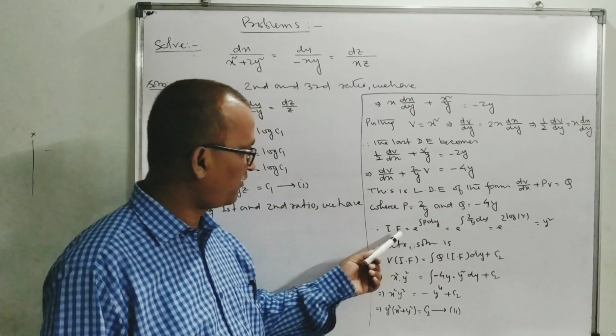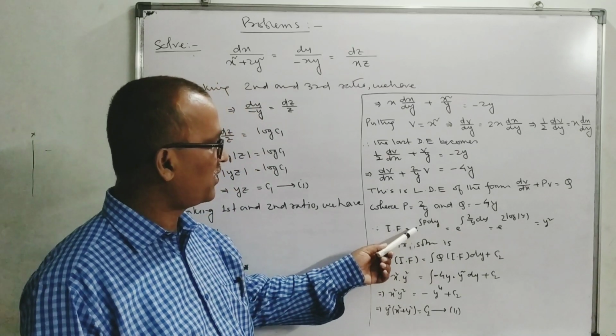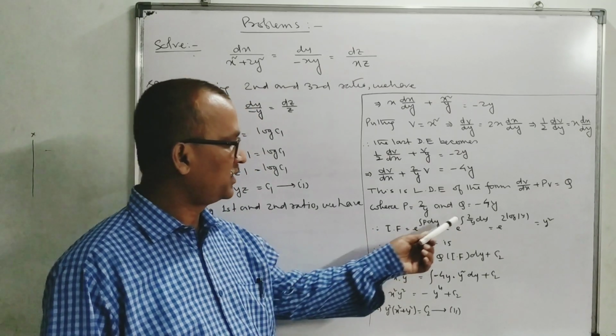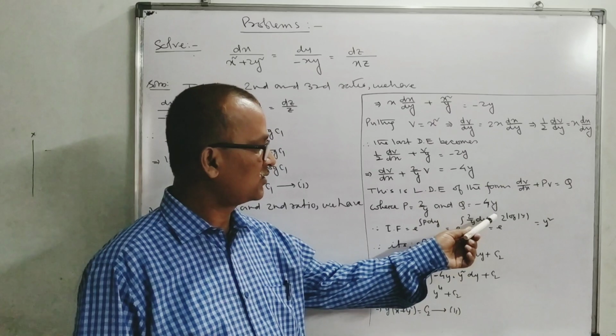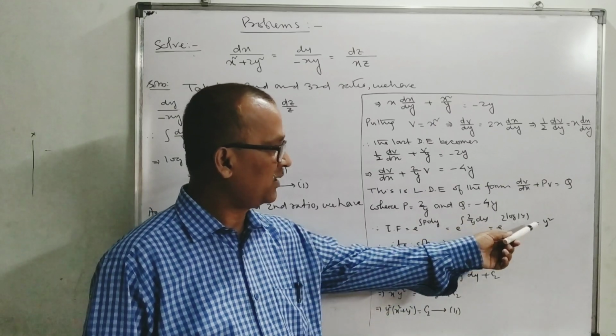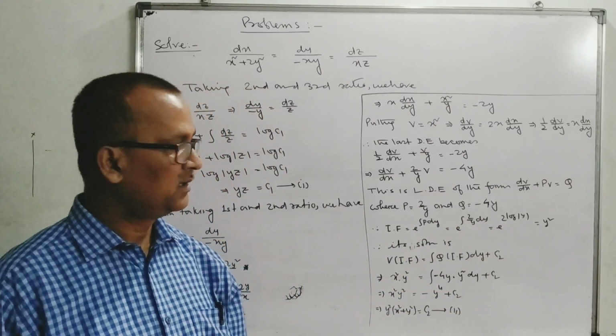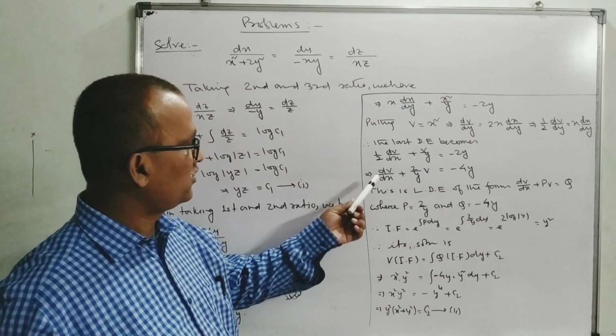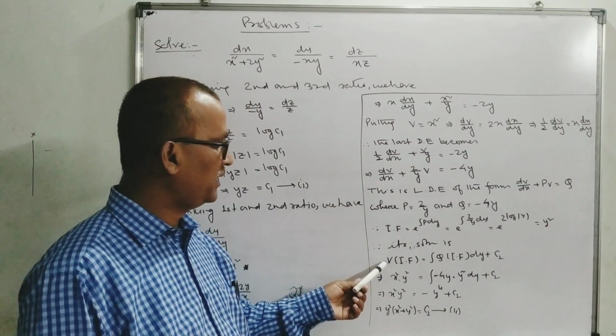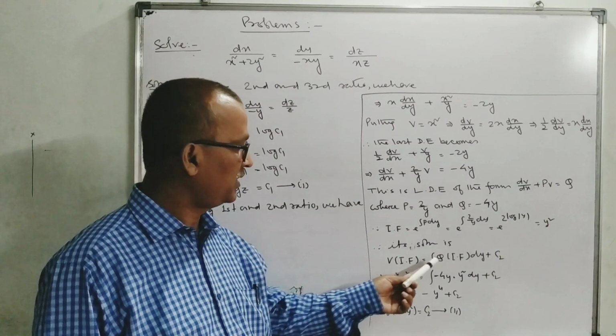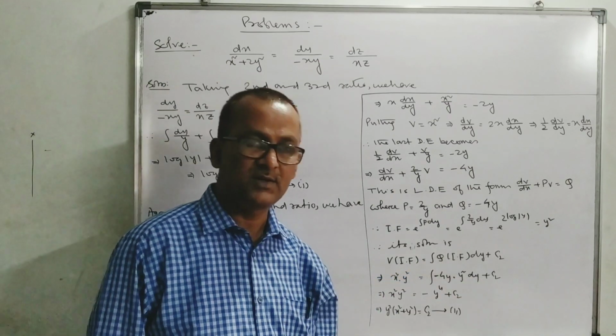This is what the formula is: the integrating factor equals e to the power integration of p dy. So putting the values here, the integration of 1 by y is log y, so the value is y square. So for a linear equation, the solution of this equation is: v into integrating factor equals integration of q into integrating factor dy plus c2.